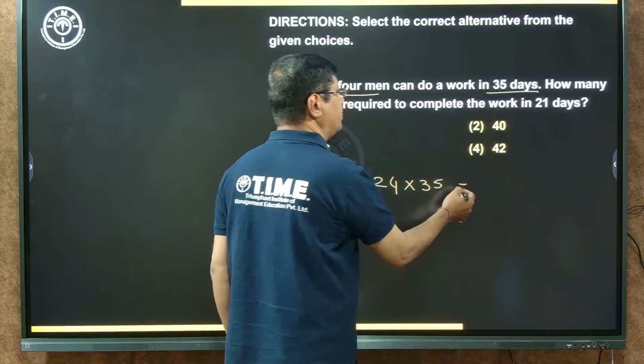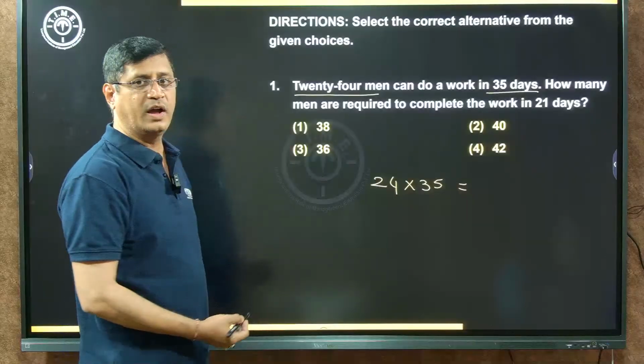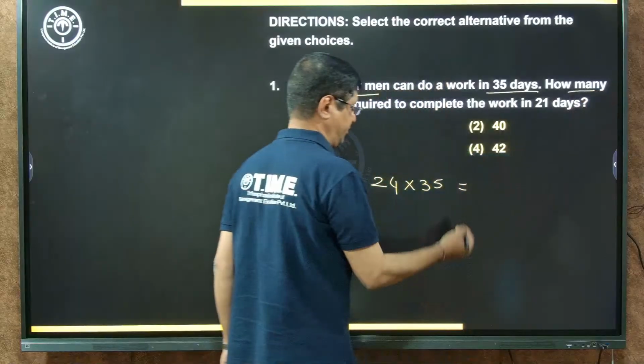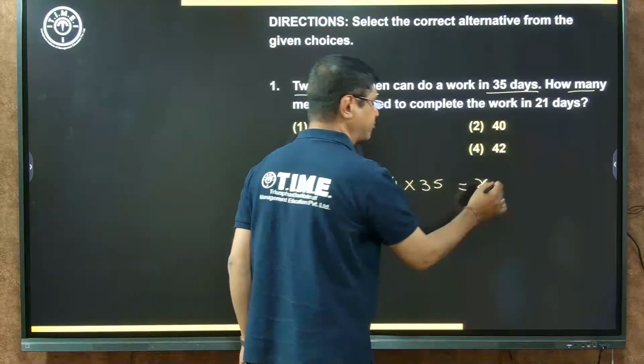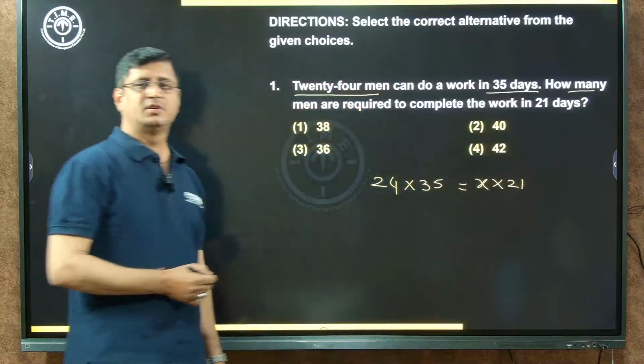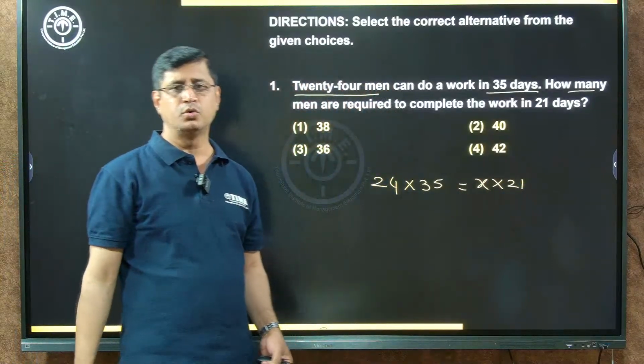Okay. Now what to find? How many men are required to complete the work in 21 days? How many men means the number of men is to be found, so I'm taking X as the number of men. What is the number of days? 21 days. What is the formula I'm using here? M1 D1 is equal to M2 D2.